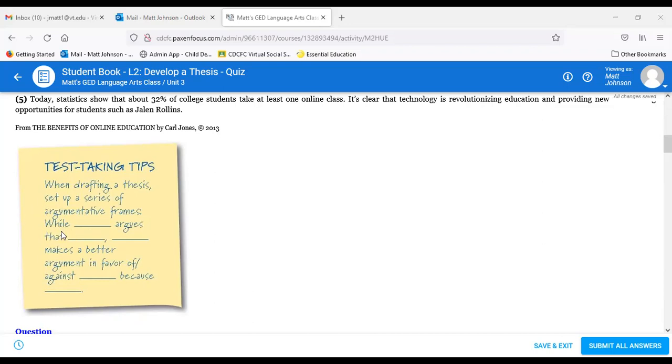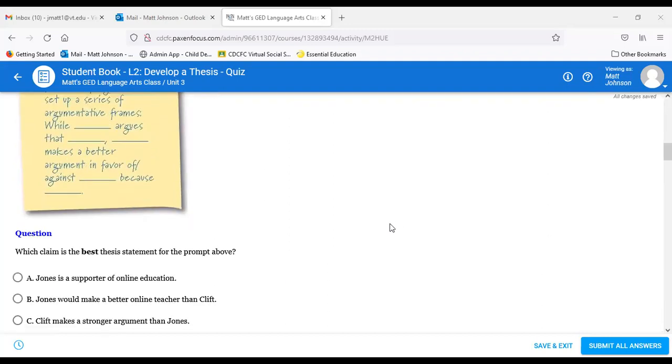So while Clift argues that online education is a waste of time or online education is not worth it, Jones makes a better argument in favor of online education because of the flexibility in learning, right? There you go. That's what you would do. And that's really half the battle. Then the rest of your writing response is going to be fleshing out that idea. So we have one multiple choice here to start with.